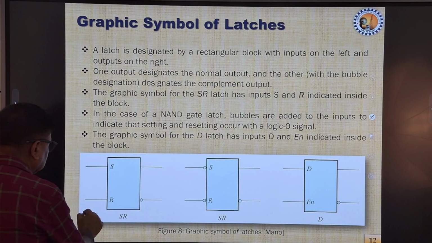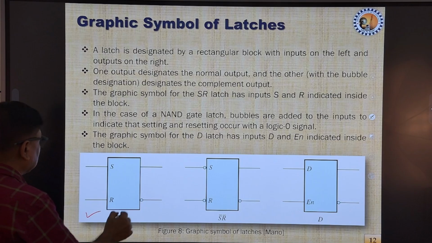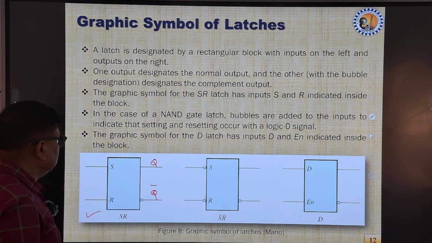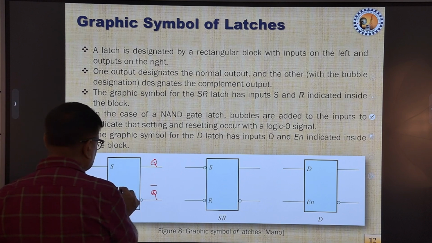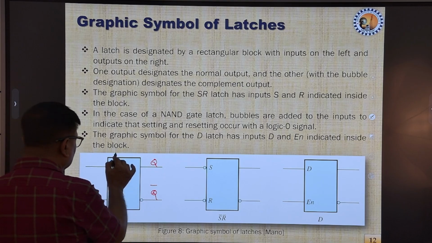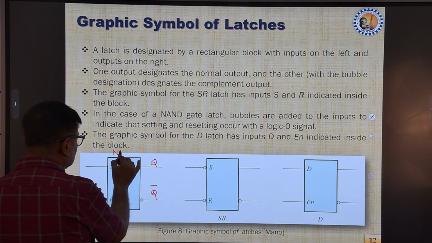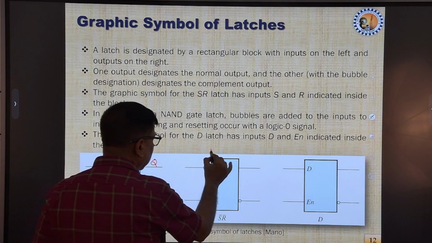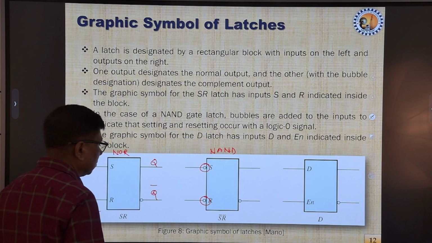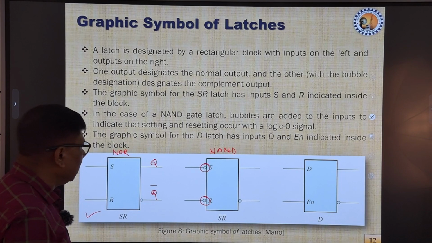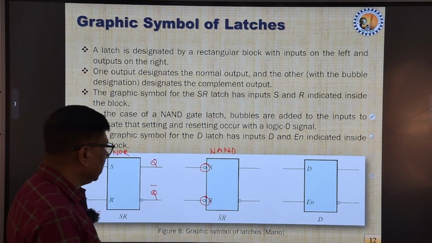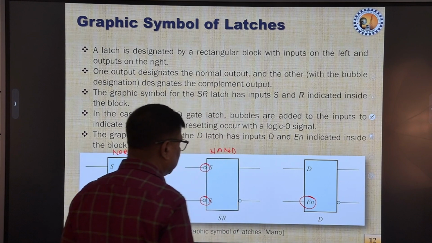This is our fundamental SR latch, and these are our complementary outputs. This is Q and this is Q bar. This is the SR latch with active high inputs. That means it is made of NOR gates, and this is made of NAND gates. That's why there is a bubble. So that's why this name is S bar R bar. And one that we have discussed is the D latch with enable input, depicted by this particular symbol.